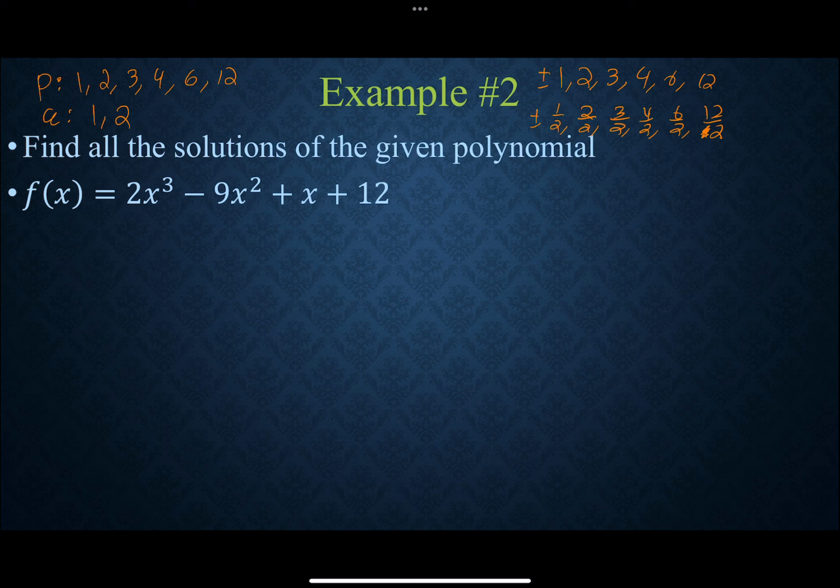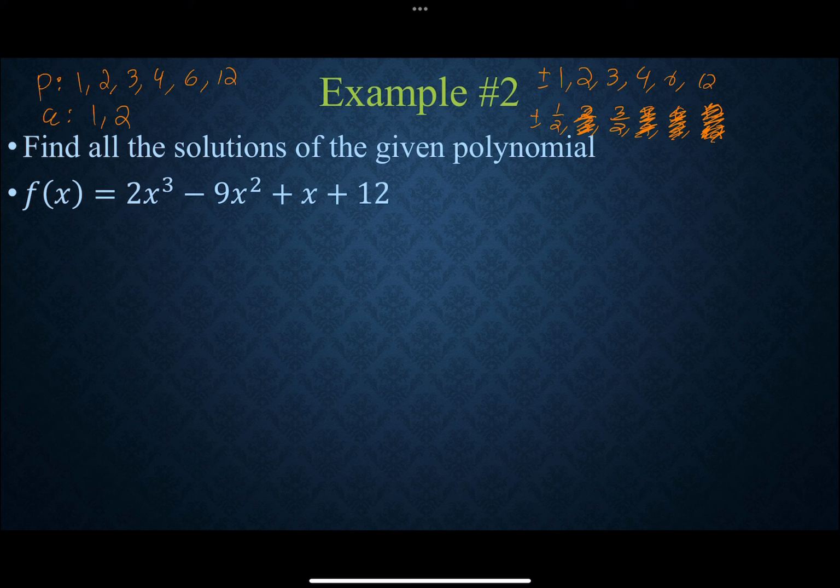Some of those fractions are repeats though. 2 over 2 is equal to 1, so we really don't need that. Same thing with 4 over 2, it's equal to 2, 6 over 2 is 3, 12 over 2 is 6. So we have those integers 1, 2, 3, 4, 6, and 12, and then the fractions 1/2 and 3/2.